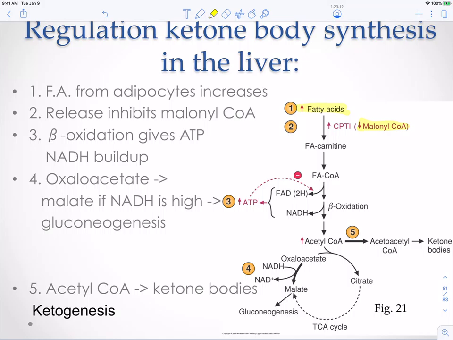Your beta oxidation is going to give you ATP, so you're going to have a buildup of NADH. Oxaloacetate is going to be converted to malate if NADH is high, and this can be fed into gluconeogenesis, which we haven't talked about yet. Acetyl-CoA will form ketone bodies, and this is ketogenesis. So you have an increase of acetyl-CoA, so this is going to generate your ketones.